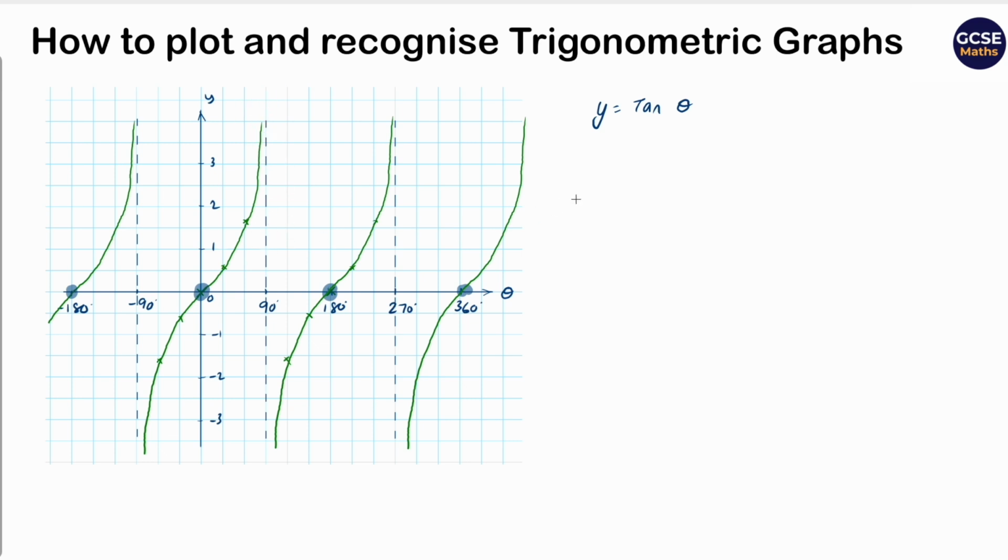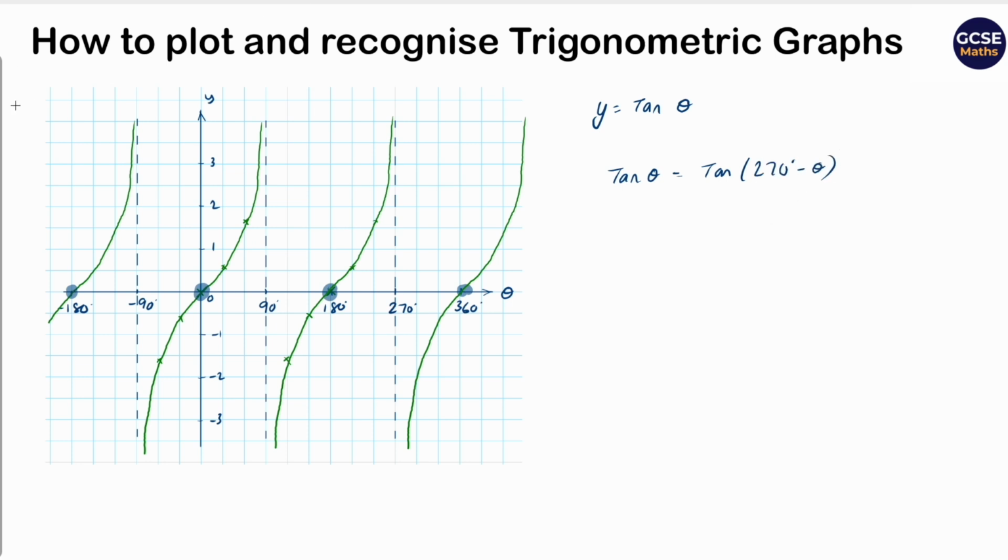So you can use this graph to find trig values for any angle. And because the graph of y equals tan theta repeats every 180 degrees, the value of tan theta will be the same as the value of tan (270 minus theta). So we can say that tan theta is equal to tan 270 minus theta.